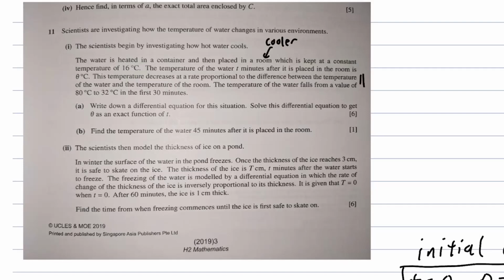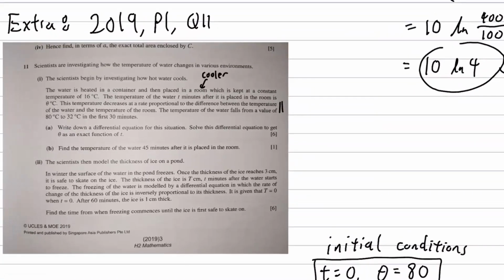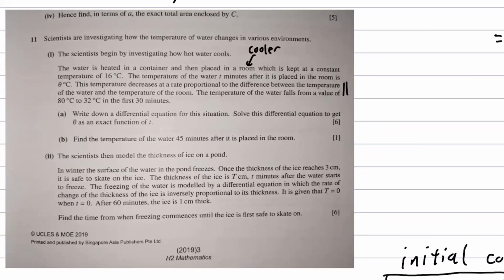Okay. The temperature of the water falls from a value of 80 degrees Celsius to 32 degrees Celsius in the first 30 minutes. Part A, write down a differential equation for this situation. Solve this differential equation to get theta as an exact function of T. How? You got tried before? Yeah, but I forgot already, like the answer.